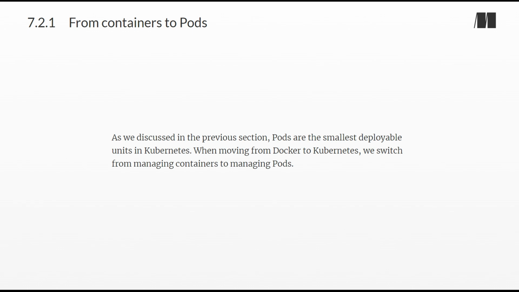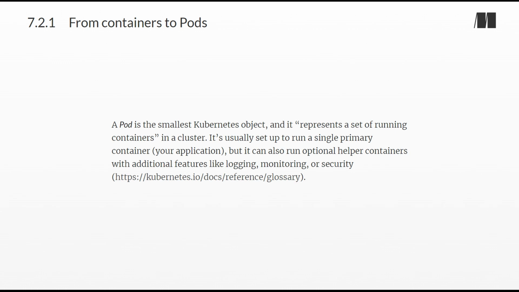Section 7.2.1, From Containers to Pods. As we discussed in the previous section, pods are the smallest deployable units in Kubernetes. When moving from Docker to Kubernetes, we switch from managing containers to managing pods. A pod is the smallest Kubernetes object, and it represents a set of running containers in a cluster. It's usually set up to run a single primary container, your application, but it can also run optional helper containers with additional features like logging, monitoring, or security.